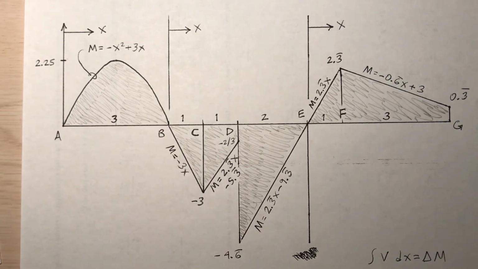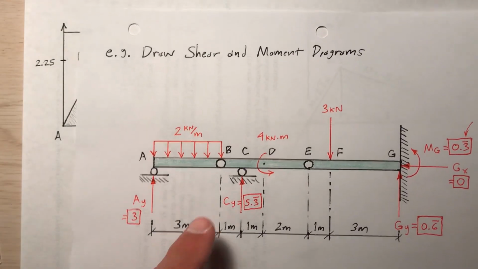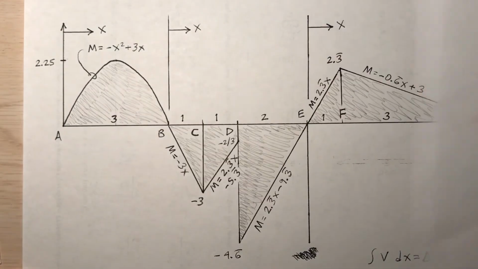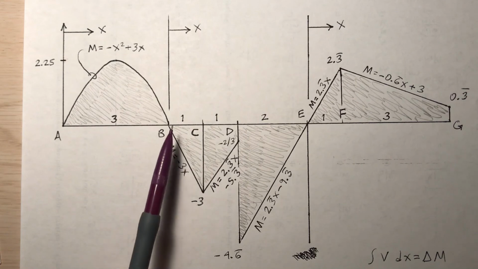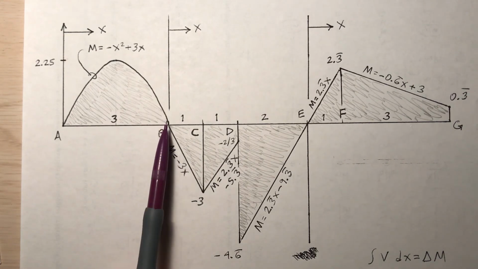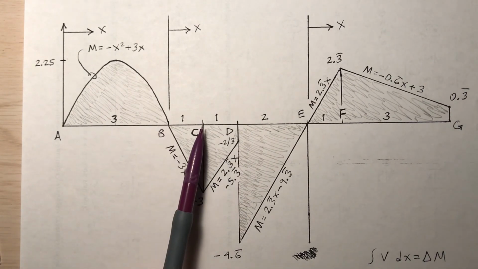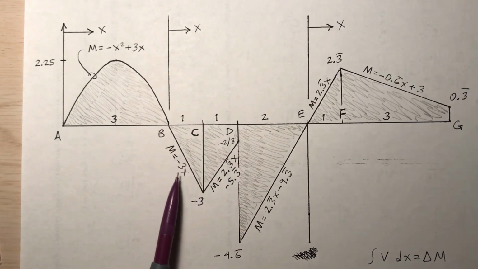Does that make sense logically? It better go back down to 0. The moment better be 0 at B because there's a hinge there. Then between B and C, I believe I derived the equation -3x. Remember that x starts at 0 again at point B, so put a 0 in there and the moment is 0. At point C, x is equal to 1, so -3 times 1 is -3.